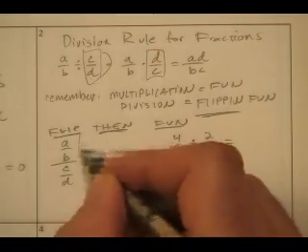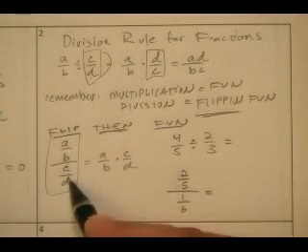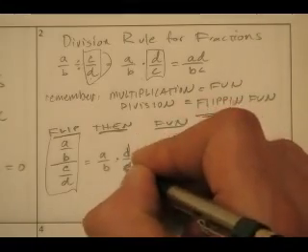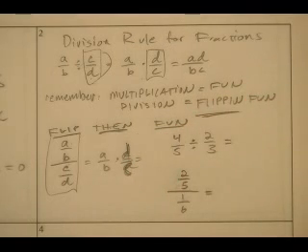For instance, if you have a over b divided by c over d, you write it as a over b times what? Oh, whoops, I didn't even flip it. D over c. You get ad over bc.